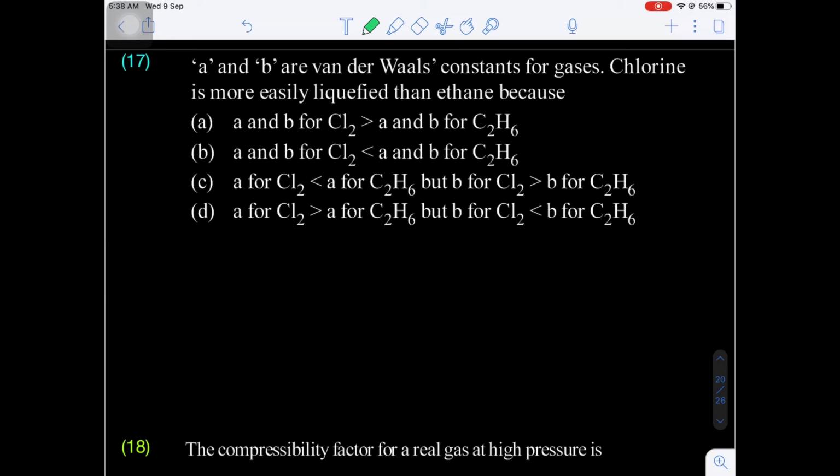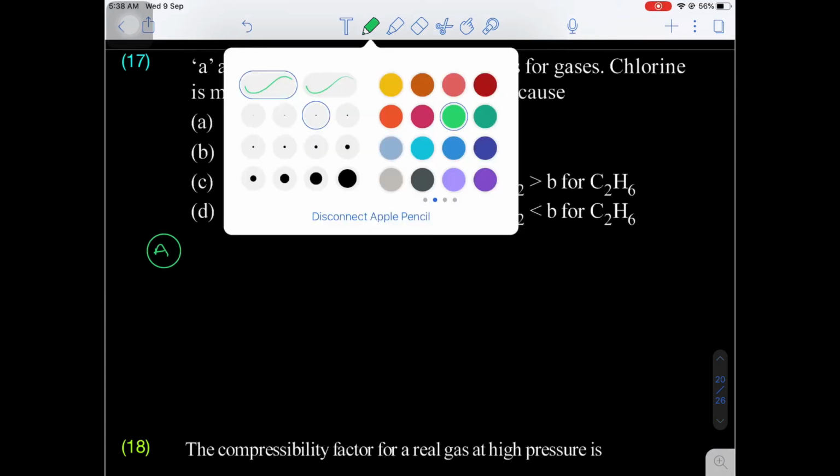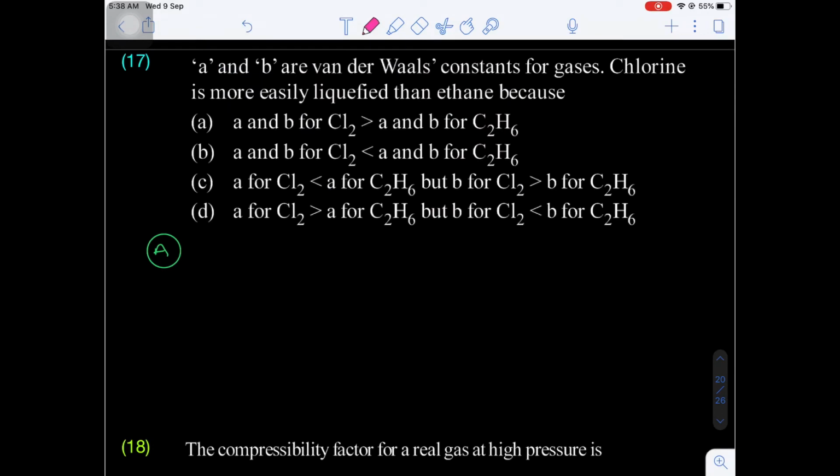Now come to question number 17. In question number 17, the van der Waals constants A and B are given for the gases chlorine and ethane. Now we have to predict why chlorine is more easily liquefied than ethane. There are two conditions for the liquefaction of a gas. As the A value increases, the intermolecular force of attraction increases. As the B value increases, the effective size of the gas molecule increases.